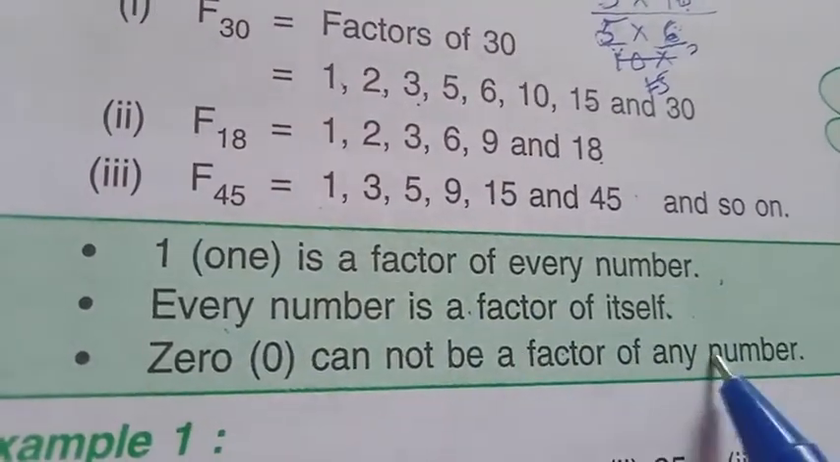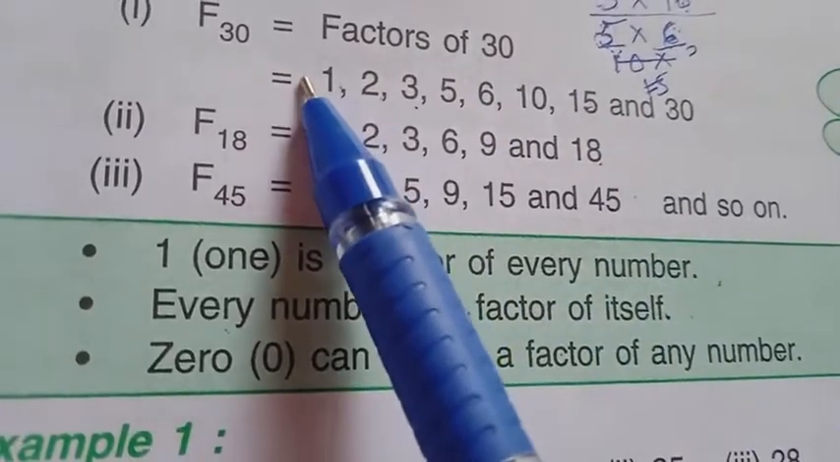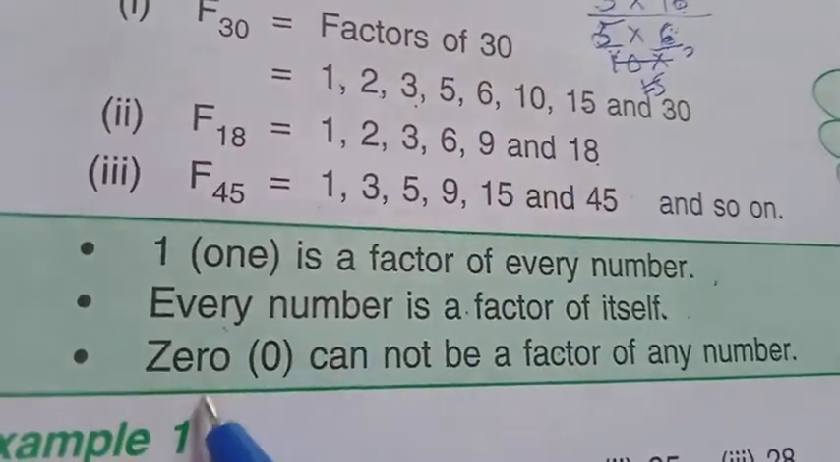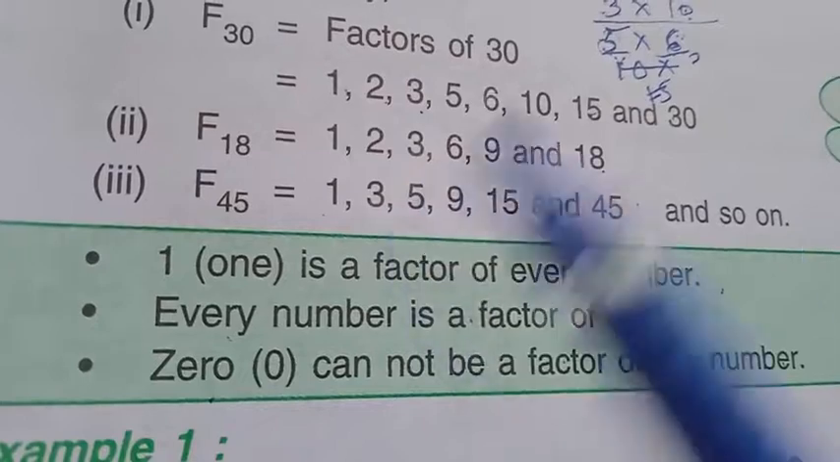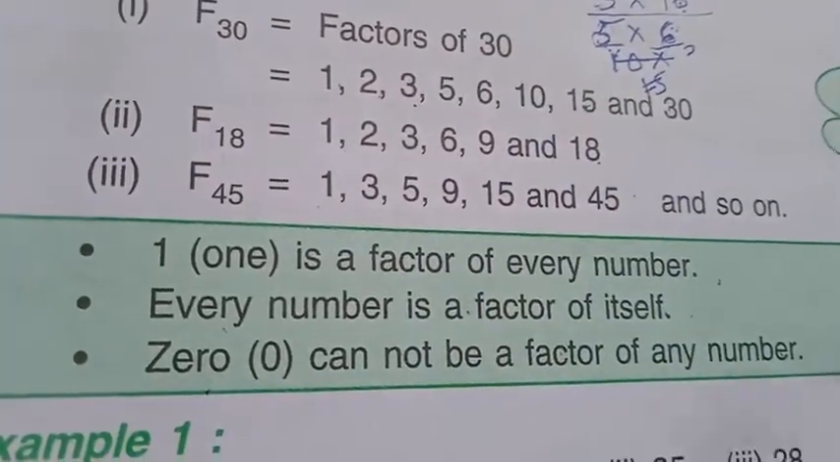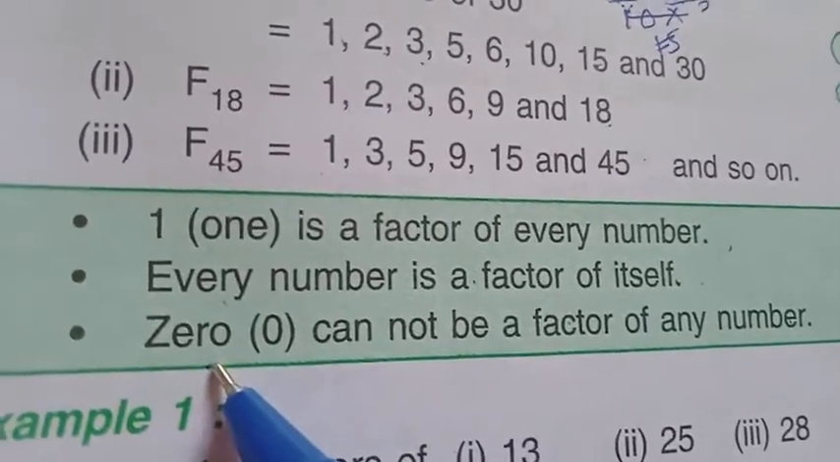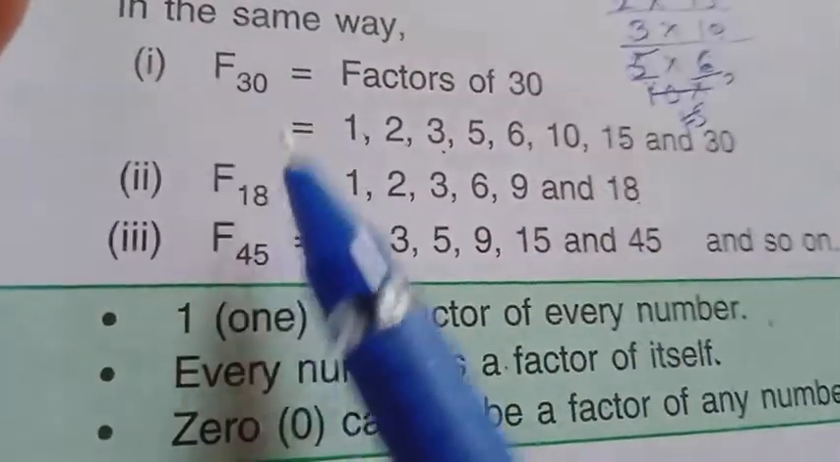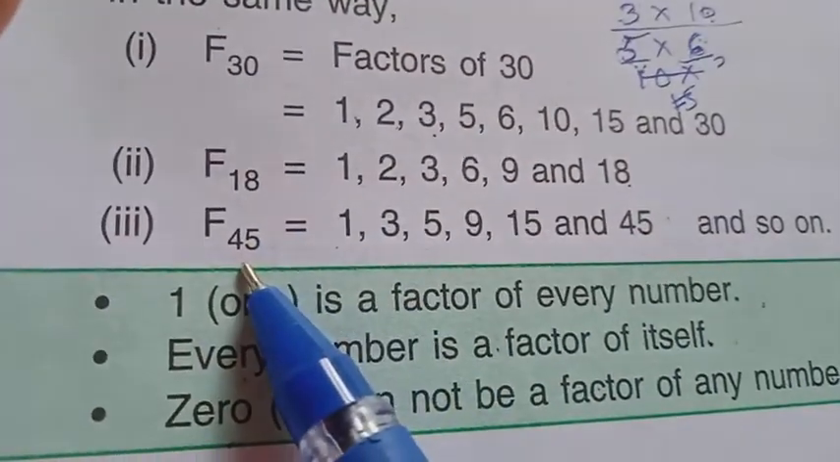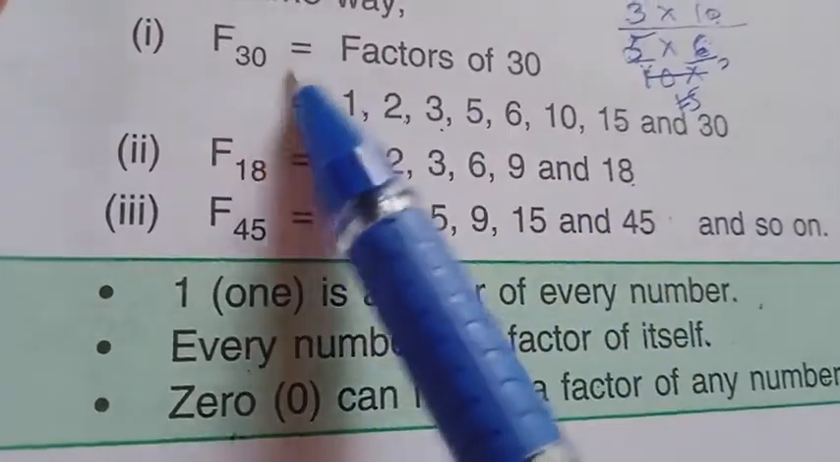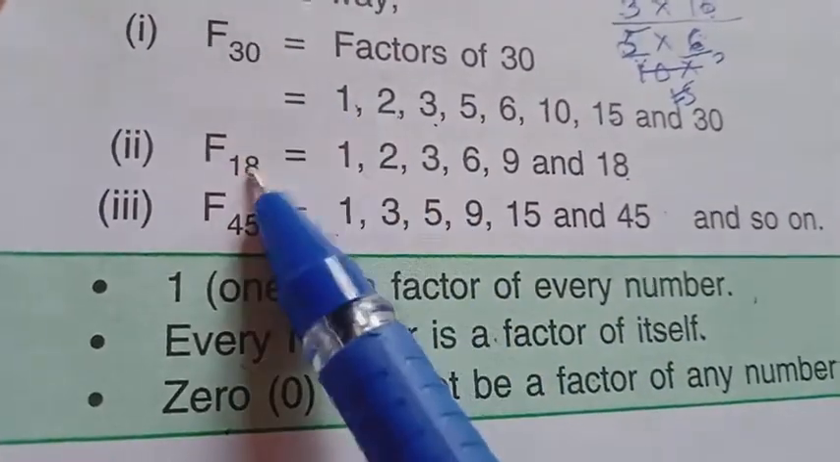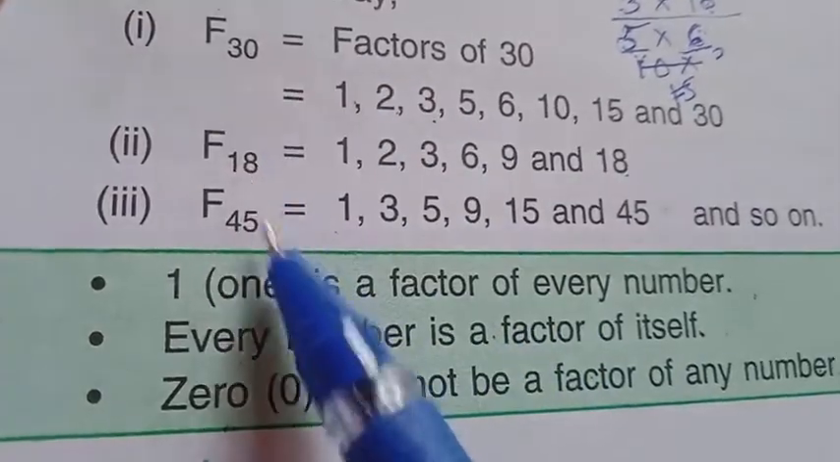0 cannot be a factor of any number, so you cannot write 0. Why? Because any number multiplied with 0 gives 0 as the product, not these numbers. Any number multiplied with 0 gives 0, not these factors, not these natural numbers.